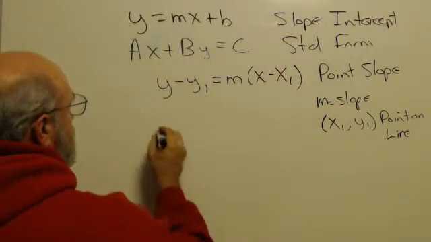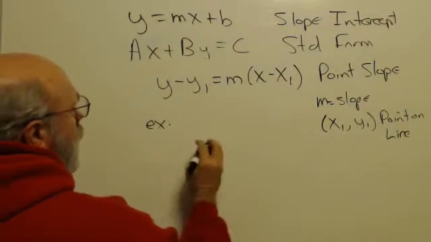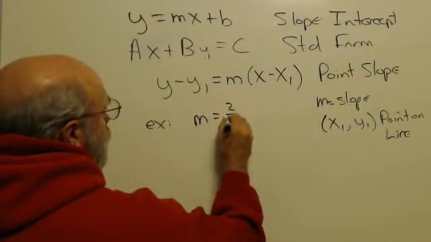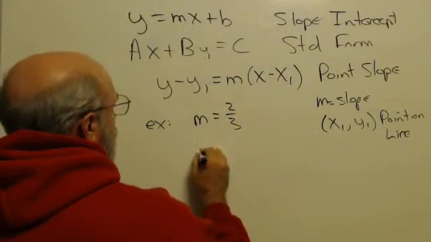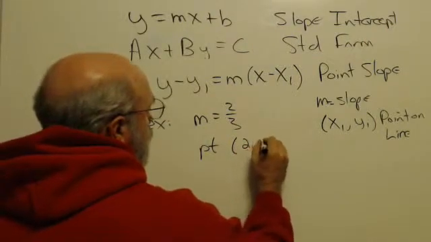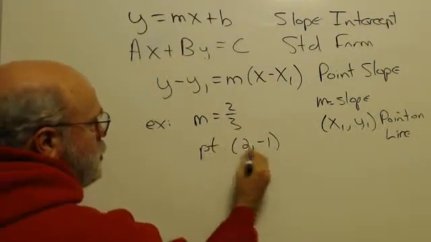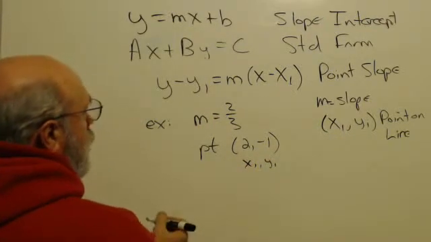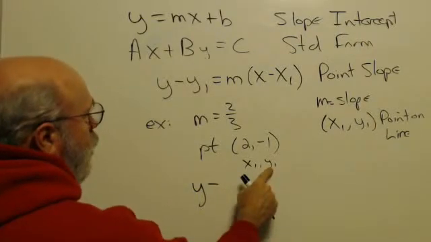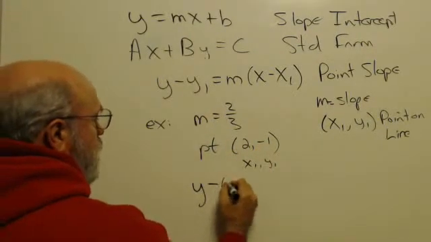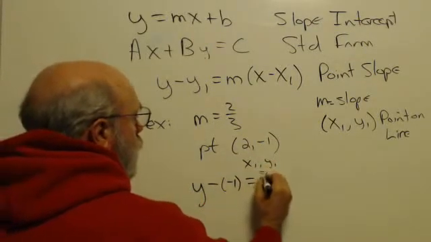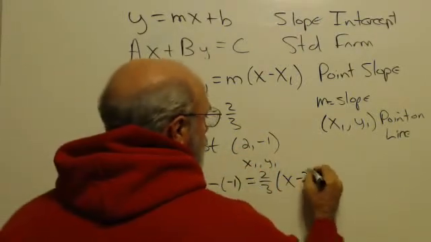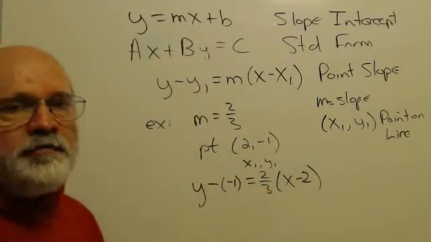So let's suppose, as an example, that we want to get the equation of the line, and it'll have a slope of 2/3, and a point on the line is 2, negative 1. So this 2, negative 1 is the x1, y1. So this is y minus y1. y1 is the negative 1. So minus a negative 1 is equal to the slope, 2/3, times x minus the x coordinate, which is 2. And we're done if the problem doesn't say put it in some other form.